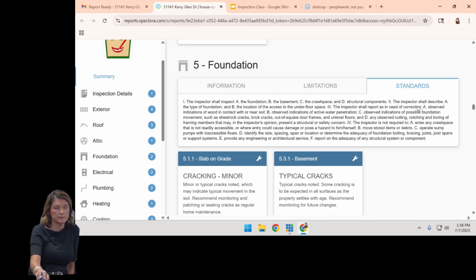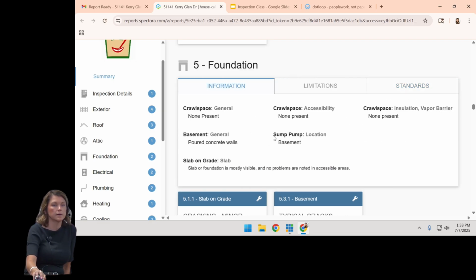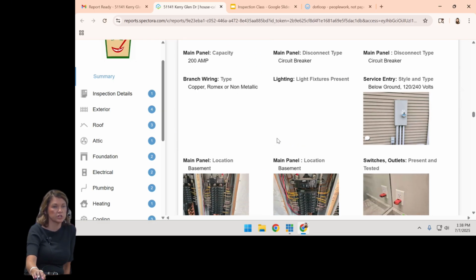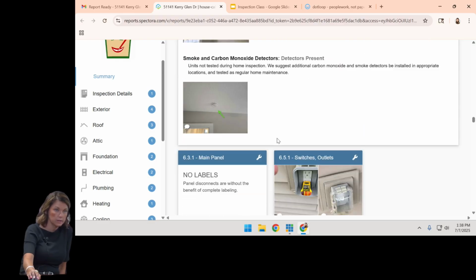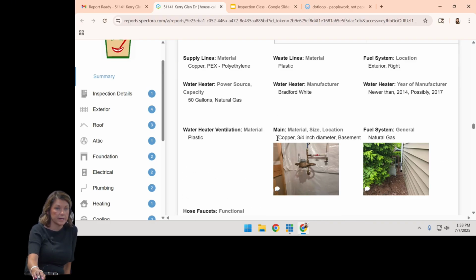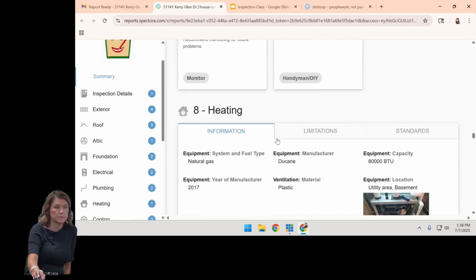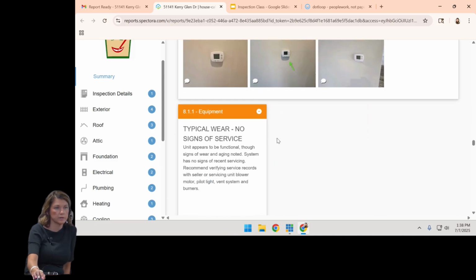It's going to talk a little bit about standards, as far as what they're looking for, what the standard is, what should be good, and maybe what's not, like a minor crack. So lots of information here. And this is how we ask for repairs as well, because he's going to note something. This is a terrible inspection. I should have pulled up another one.